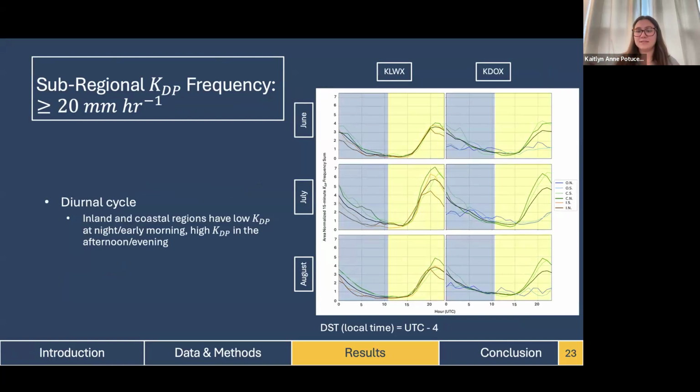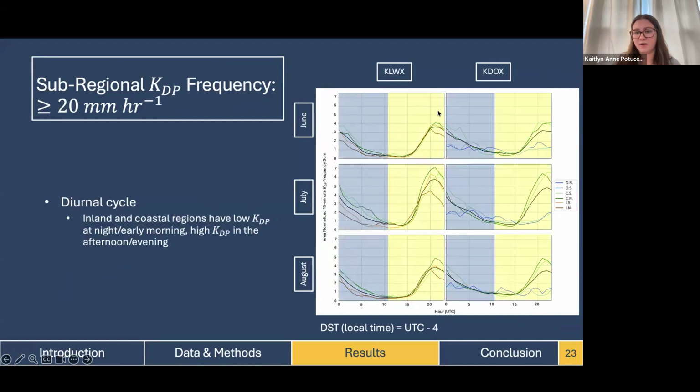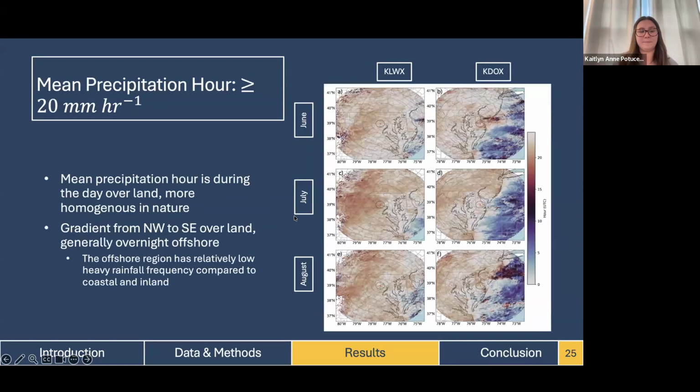What we get is a pronounced diurnal cycle for these green and brown lines here, which represent our inland and our coastal regions, where heavy rainfall is highest and increasing during the day, and it's decreasing and reaches a minimum through the overnight period as well. Very responsive to boundary layer development and growth. We also do see that the coastal subregions, these green lines, often have a higher frequency of heavy rainfall than the inland regions. And we also don't really see much of a diurnal response or high response of heavy rainfall in the offshore regions here either, which is interesting.